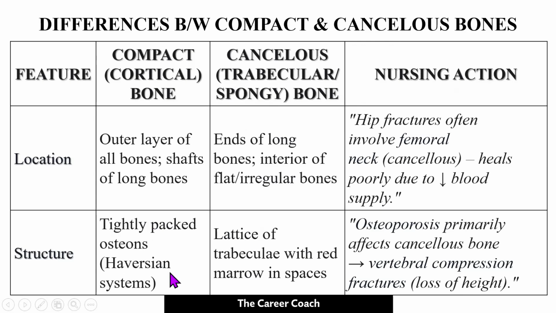They are made up of Haversian systems. Cancellous bones are made of a lattice of trabeculae with red marrow in their spaces. How does it relate to nursing? Osteoporosis primarily affects cancellous bone, leading to vertebral compression fractures, which is usually evidenced by loss of height.